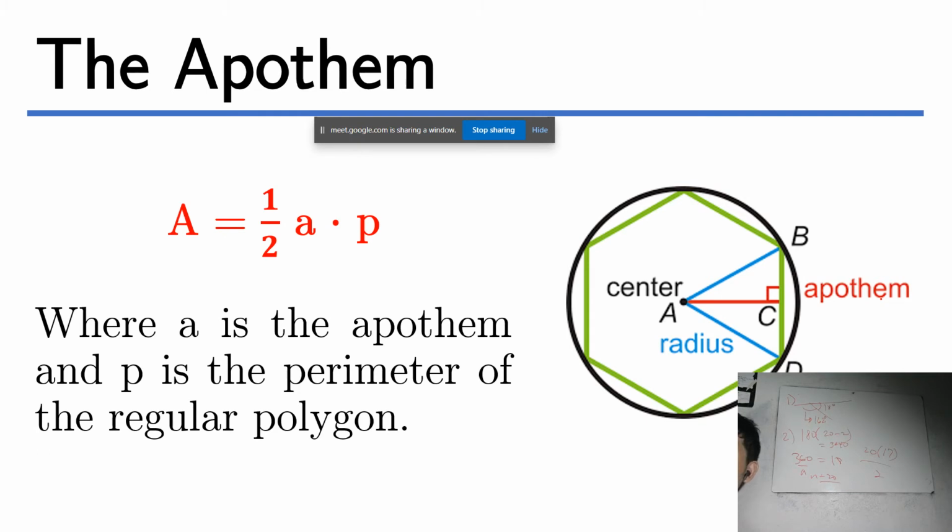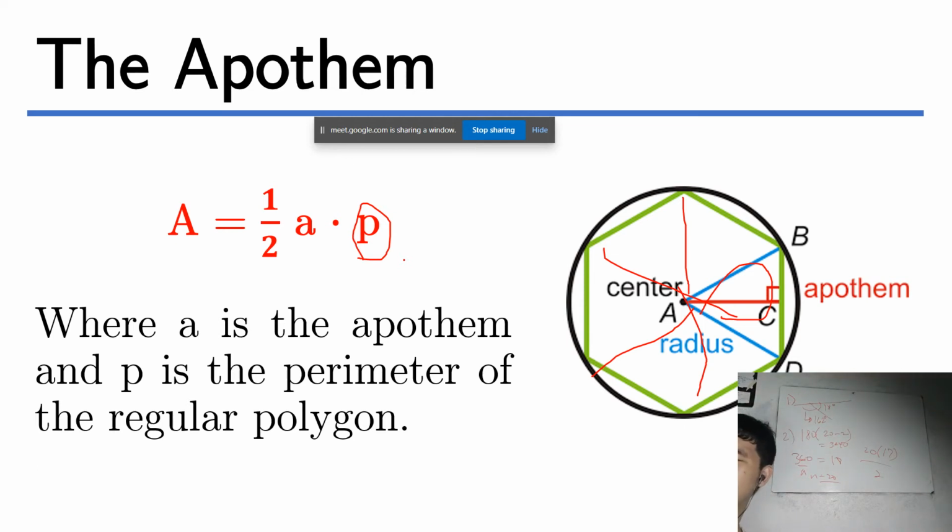Kasi the area of any regular polygon given the apothem is 1/2 a times p, where p is the perimeter of the regular polygon and a is the apothem. Ba't siya ganyan? Kasi kung isipin natin, example, hexagon, divided into 6. We're going to get the area of one triangle, then times 6. It's just the same as this one. Diba? Naisip nyo ba yan? That's something we can think about, no?